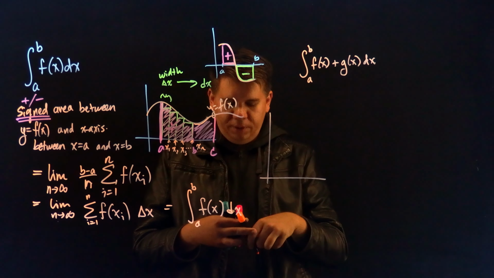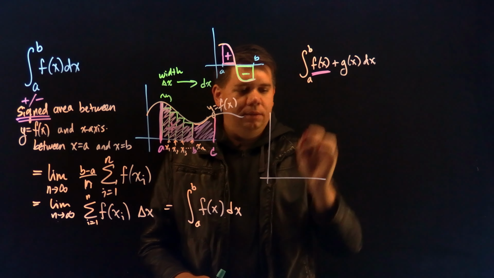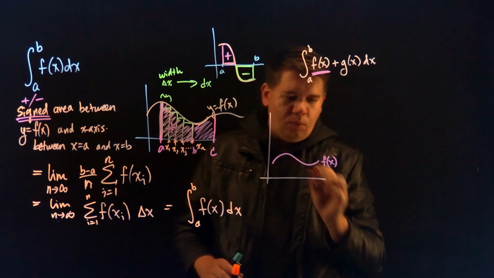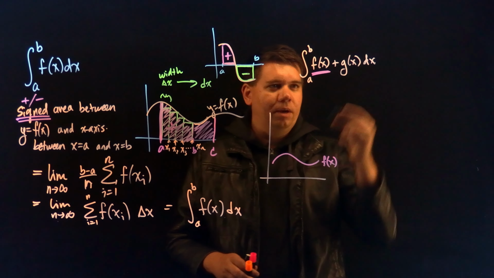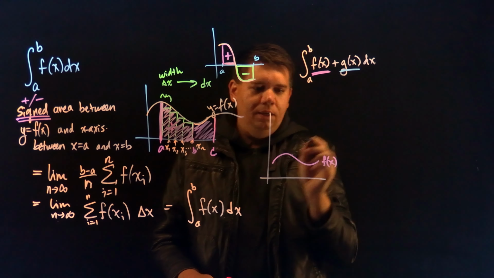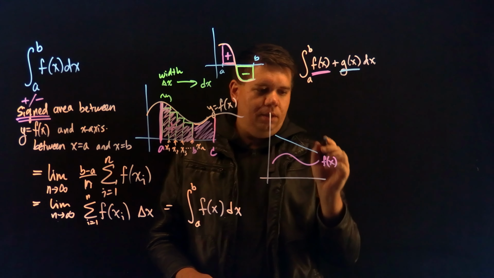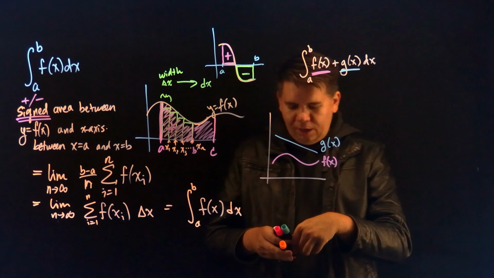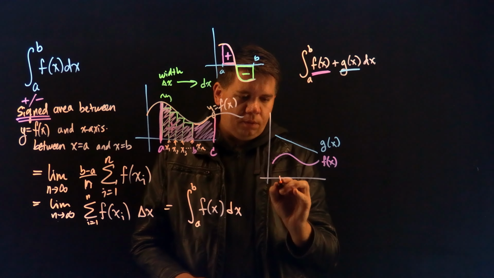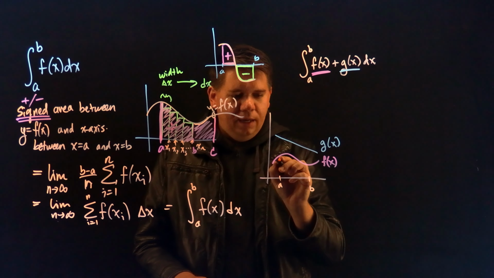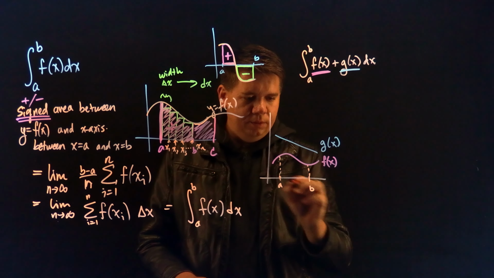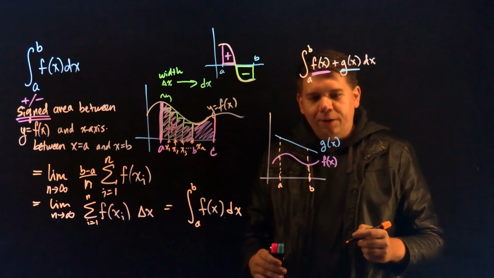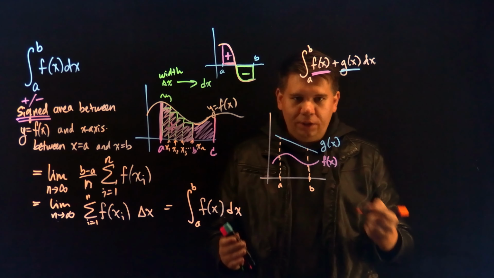So here I have some picture in view, some picture like this. Here's my function f of x, y equals f of x. And then I have some other function in view, g of x, and maybe it's some function like this. This is my function g of x. And I can calculate the area from A to B under f of x. I can calculate the area under g of x. But what would be the area under f of x plus g of x?